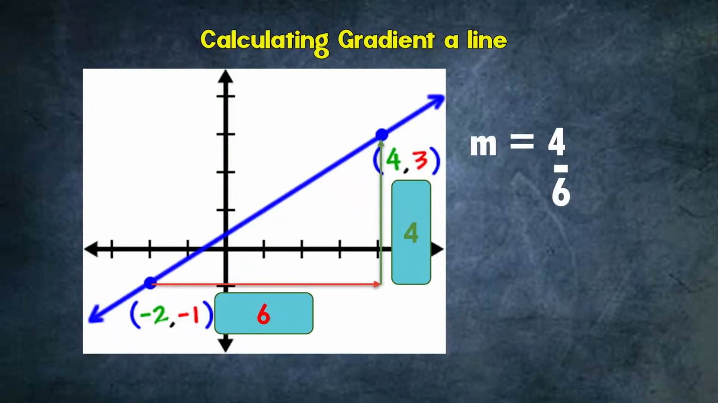Now in this case we have positive 4 over positive 6. It can be broken down, and when it's broken down, we're left with 2 over 3. And we can see why this line has a positive gradient, because it is sloping upwards.